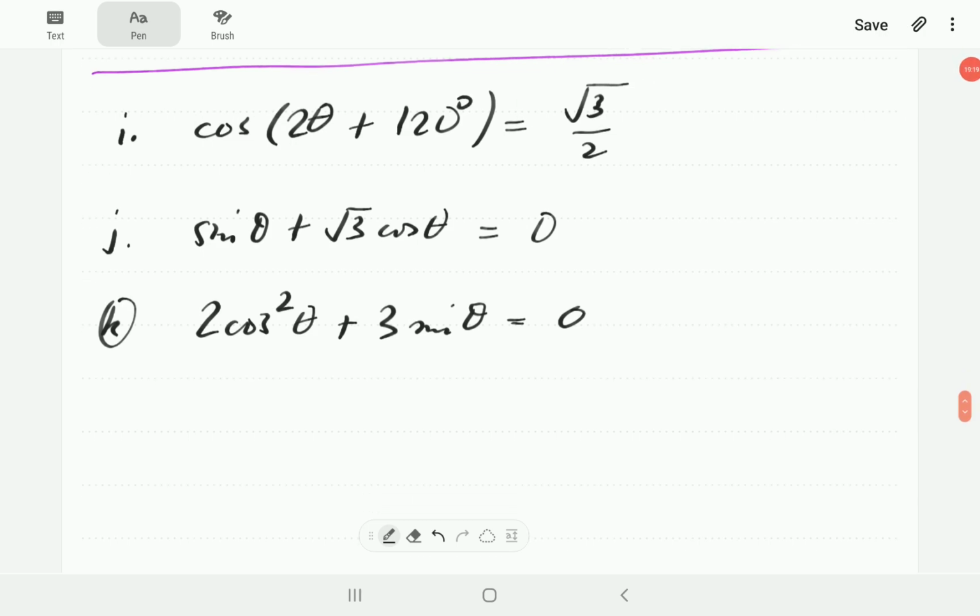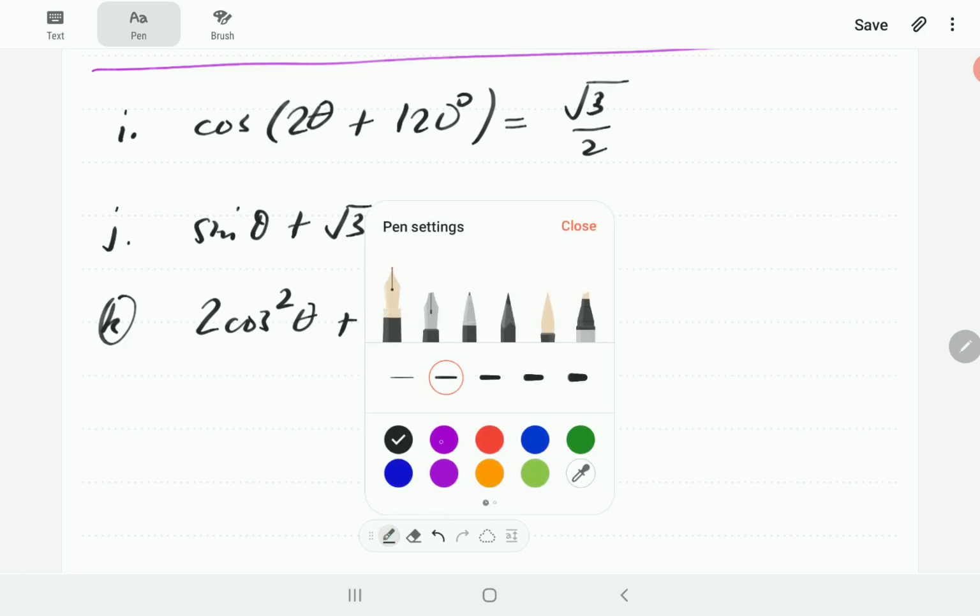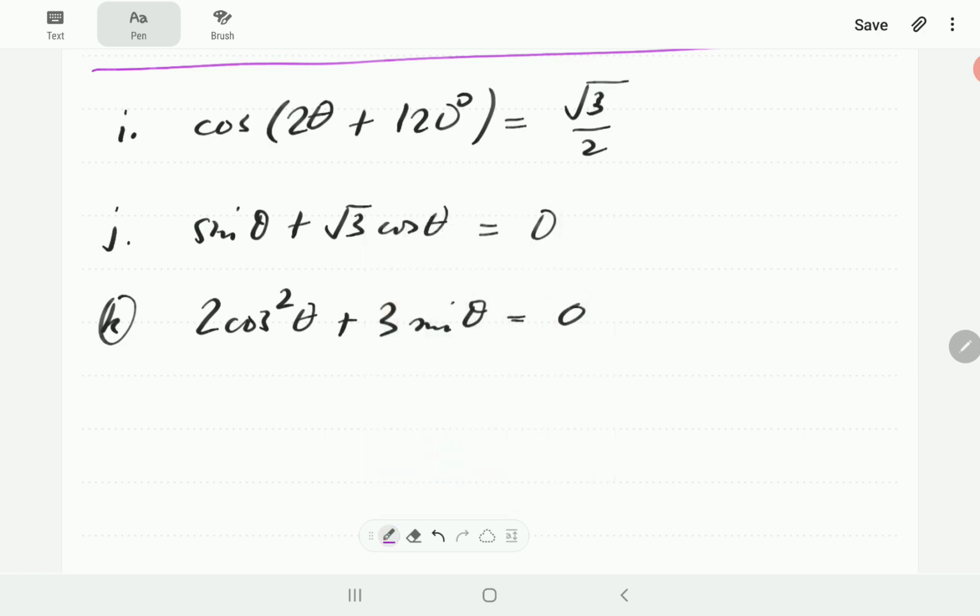All right, so if you want to have a go at these 3, in part I, we have cosine of 2 theta plus 120 degrees equals √3/2. In J, we've got sine theta plus √3 cos theta is 0. In K, we've got 2 cos squared theta plus 3 sine theta equal to 0. So please just have a go at these, and then you can compare with our answers.